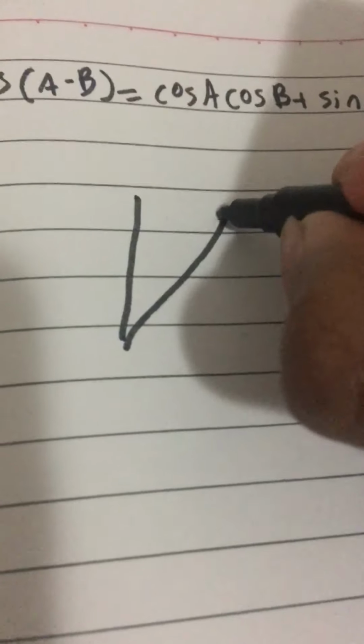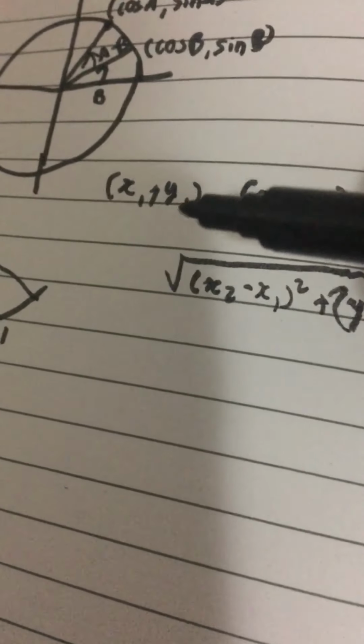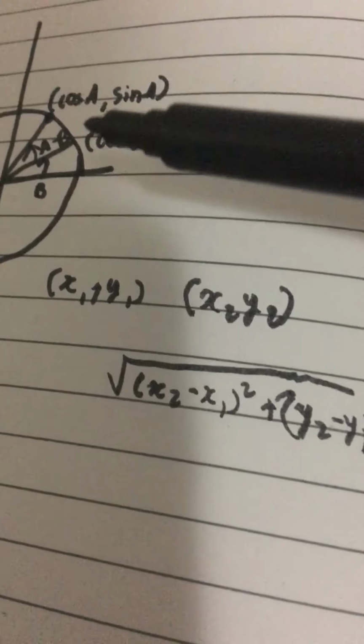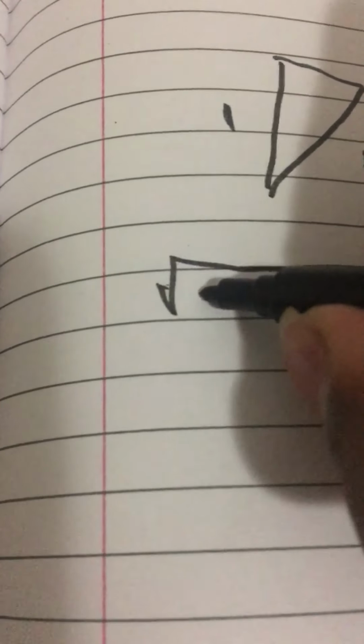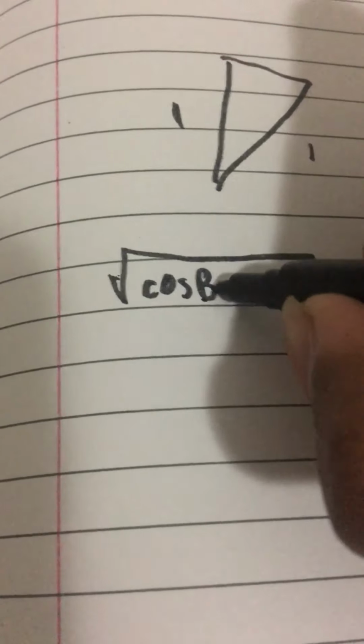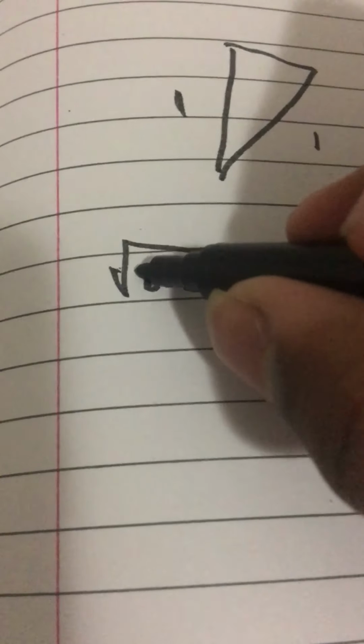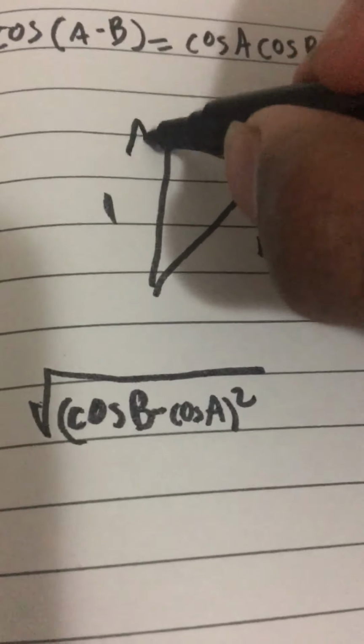Okay, I'll move to this page now. We'll redraw this diagram very quickly. So this is 1, 1. Now what's this distance? We can use this. We know the x coordinates and y coordinates: cos A, sine A, cos B, sine B. So this distance will be the square root of x2 minus x1, which is (cos B minus cos A) squared. Let's say this is AB, it'll help us prove it. Plus (sine B minus sine A) squared.